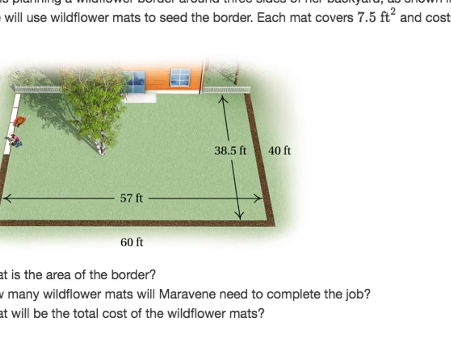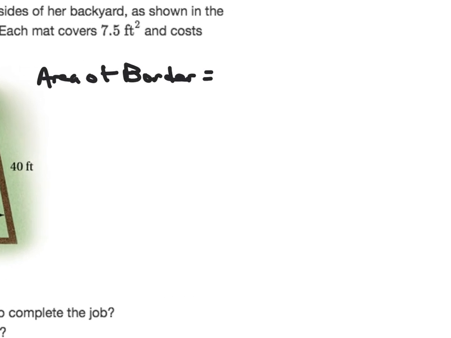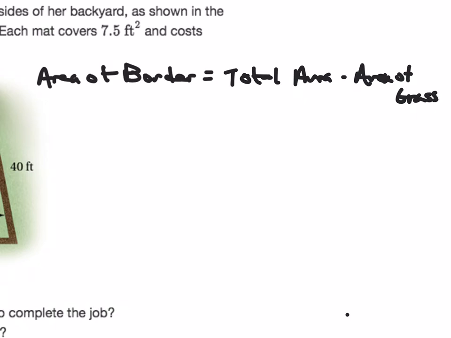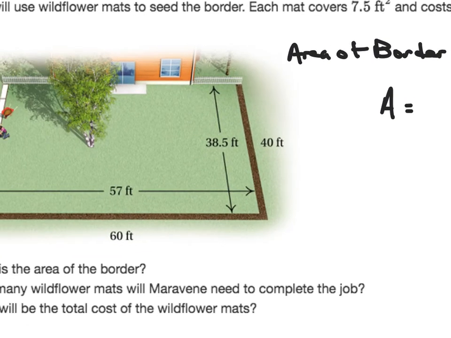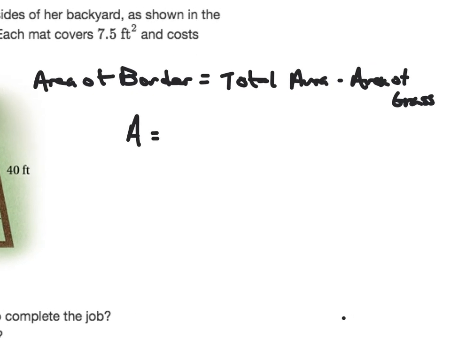To find the area of the border, let's write that out: area of border is going to be equal to the total area minus the area of grass. All right, so let's put A for the area of the border. The area of the big plot of land is 60 foot by 40 foot, so we're going to multiply those two numbers together to get the area of the big one.